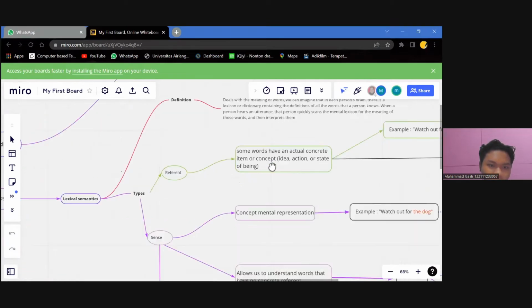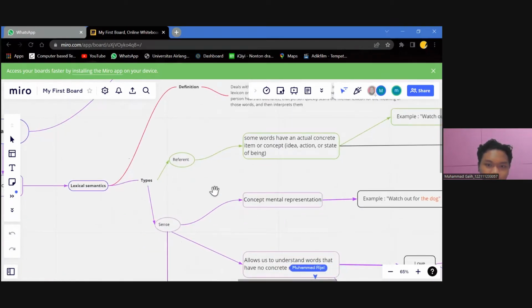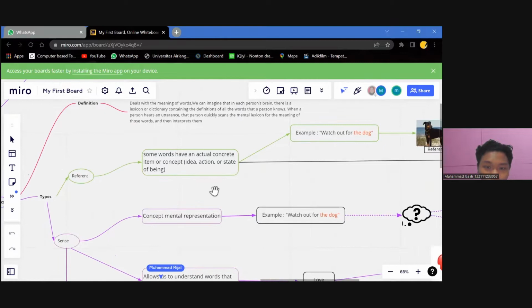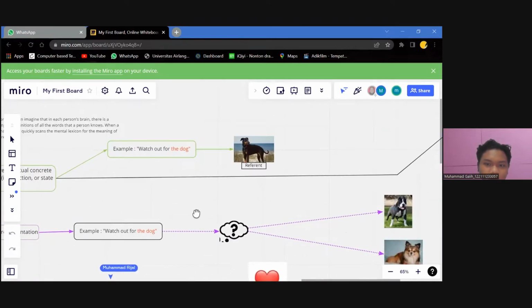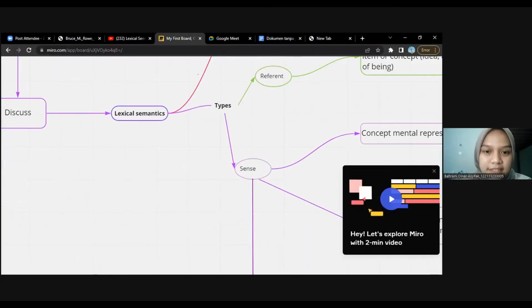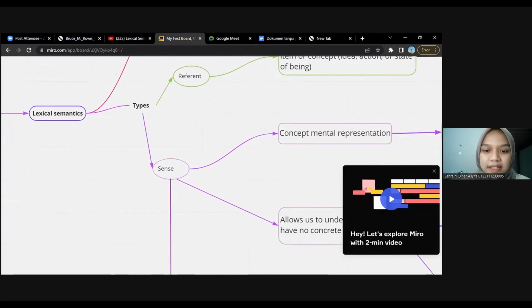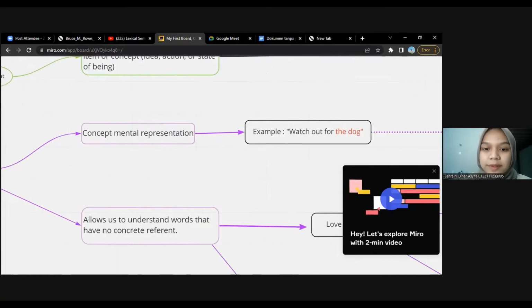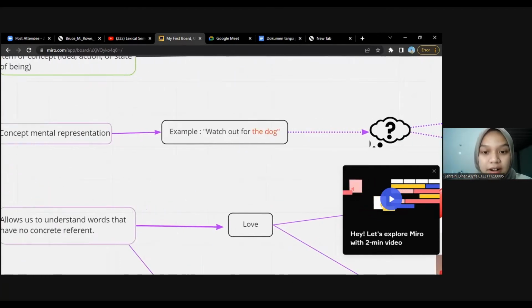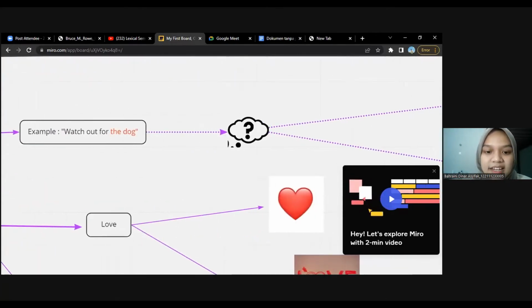Lexical semantic types differ. Some words have an actual concrete item or concept, idea, action, or state of being. Example, watch out for the dog. It means this dog. So the second type of lexical semantics is sense. So first, sense is concept, mental representation. The example here, watch out for the dog. In this particular sentence, the referent for dog is the concept of typical dog.